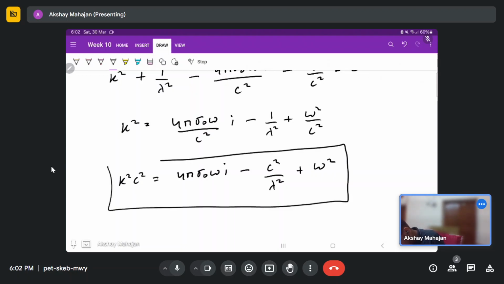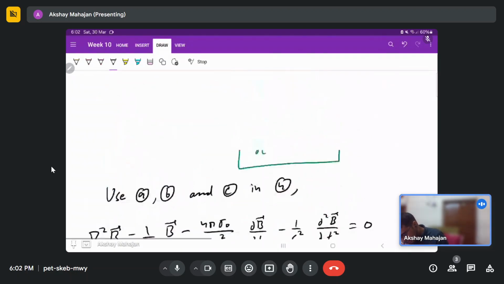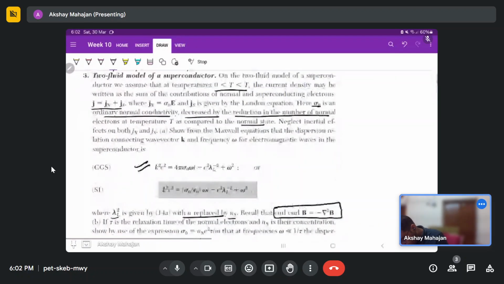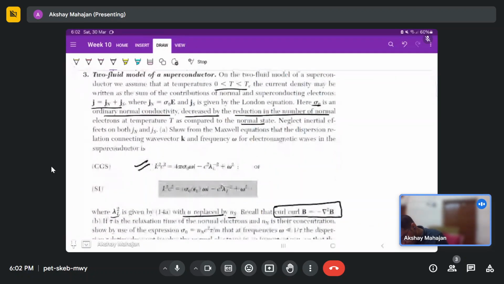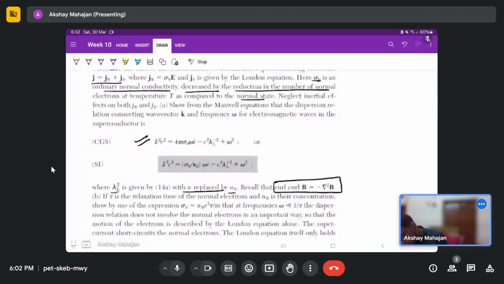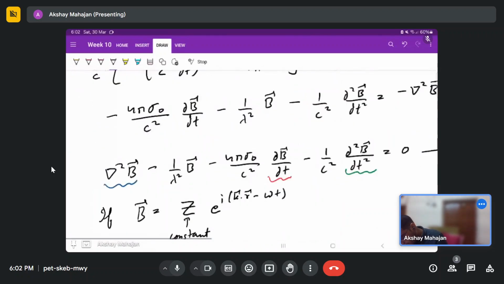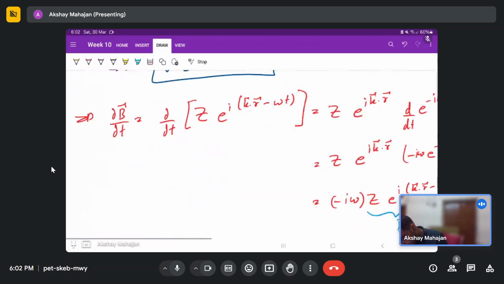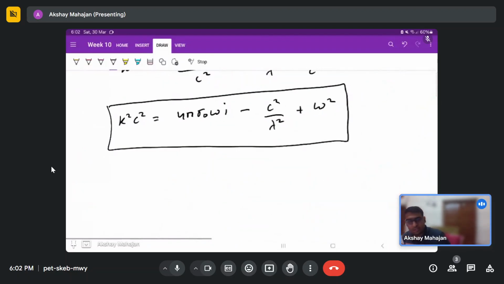So this is our dispersion relation, and you can check that this is the dispersion relation that we have to prove: k²c² is 4πσ₀ωi − c²/λ² + ω². Okay, so this we have found. This is the dispersion relation. This was our part A.